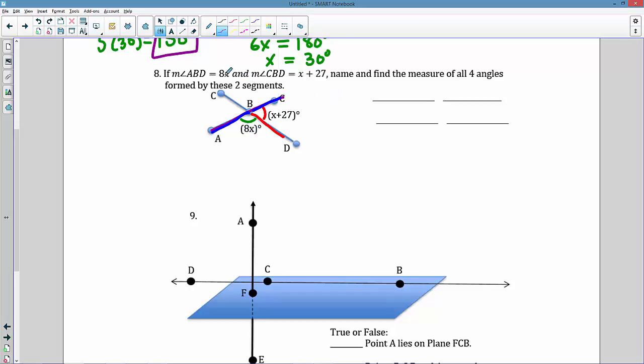What do we know about linear pairs? Well, it's 8x and x plus 27. They're a linear pair. We know that linear pairs are supplementary. Supplementary means that one plus the other adds up to 180 degrees. So 8x plus x plus 27 equals 180 degrees. These are really degree symbols. So combine like terms, okay, subtract 27 from both sides.